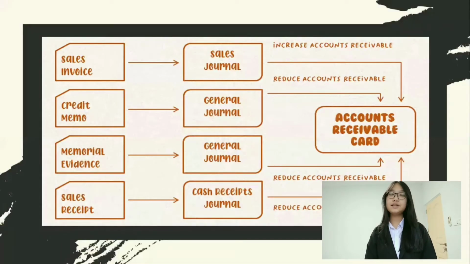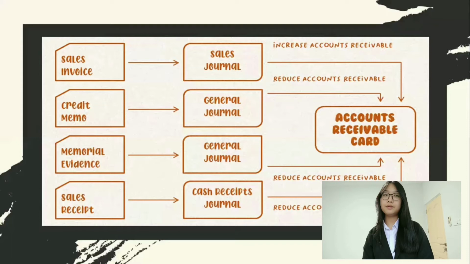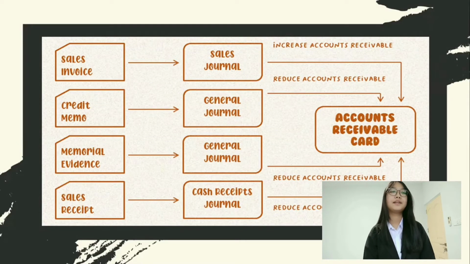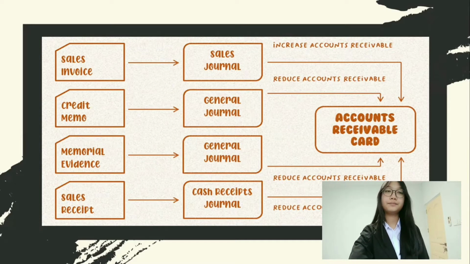If you have a sales invoice, it will be recorded in the sales journal, and it will increase accounts receivable on the receivables card or accounts receivable card. And if you have a credit memo, it will be recorded in the general journal, and it will reduce account receivable on the receivables card.